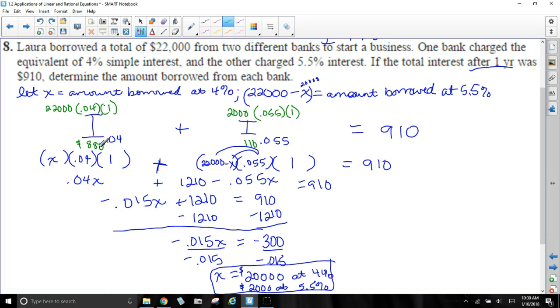So you can see that 880 plus 110 does not come out to be 910. What in the world did we do here? Okay, let me try that again. I got to get a decent calculator to work on here.